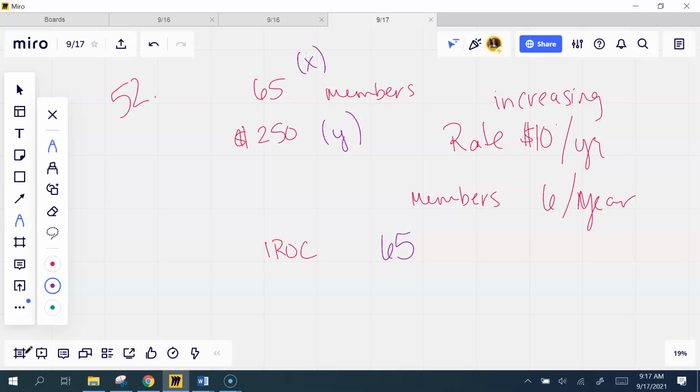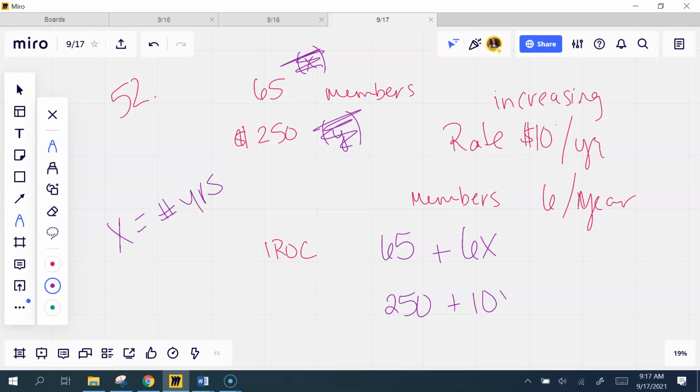What if I let my variable be the number of years? Could you do that? All right, let's take this off the table. Let's let my variable be the number of years. And let's say my members are 65 plus 6x. Do you agree with that? How about the cost? It's 250 plus 10x. I have now written it in the form of just one variable, which is easy to take a derivative of. Do you agree?